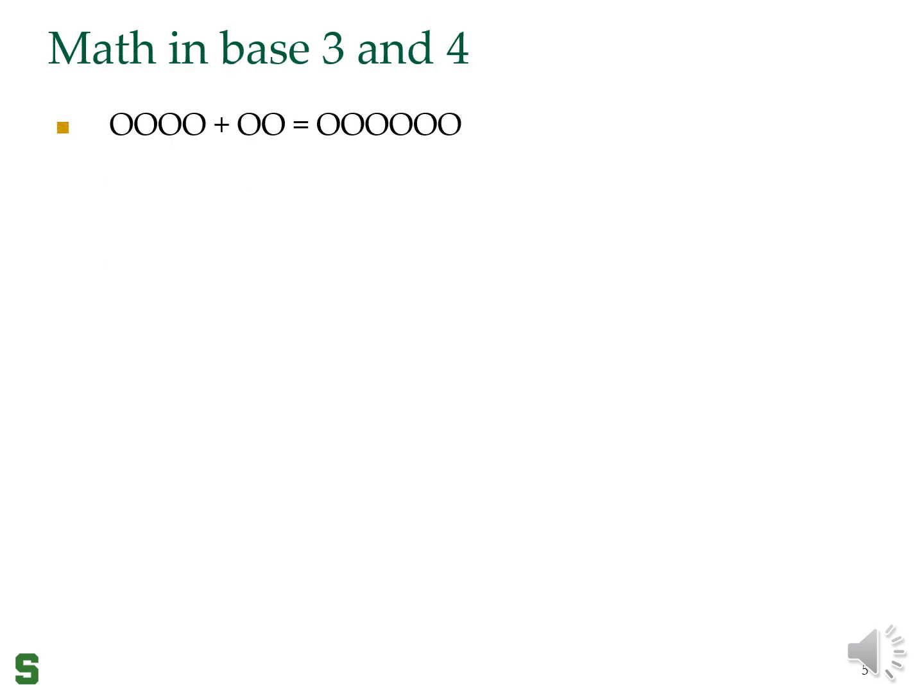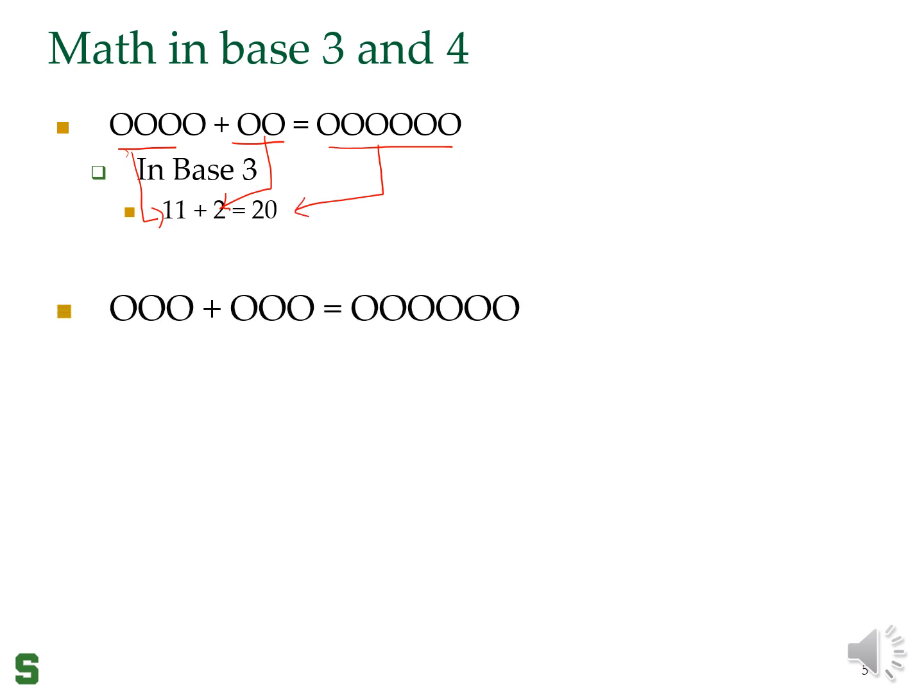Let's look at one more fact. So here I have this object plus this object is equal to this object. In base 3, this object is represented by 1, 1. This object is represented by 2. This object is represented by 2, 0. Here's another example. We have this object plus this object is this. In base 4, it will be represented like this.